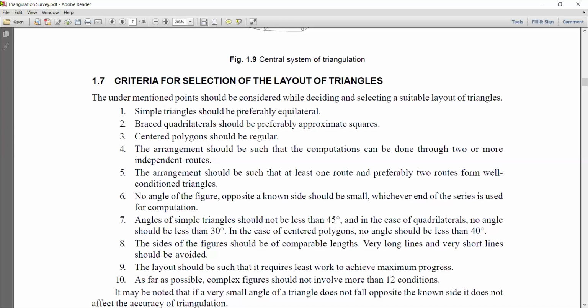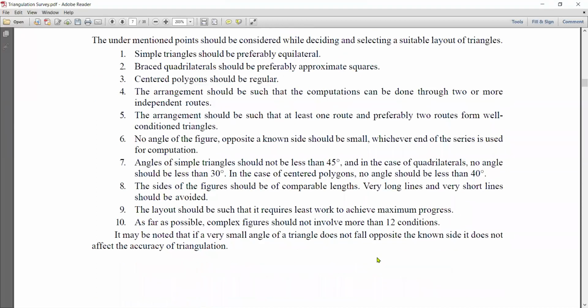The sides of the figure should be of comparable lengths. Very long lines and very short lines should be avoided. In covering a large area, there should not be very long lines, and also not very short lines. If the lines are short, there will be more complication. If they are long lines also, there will be more complication while building the networks.